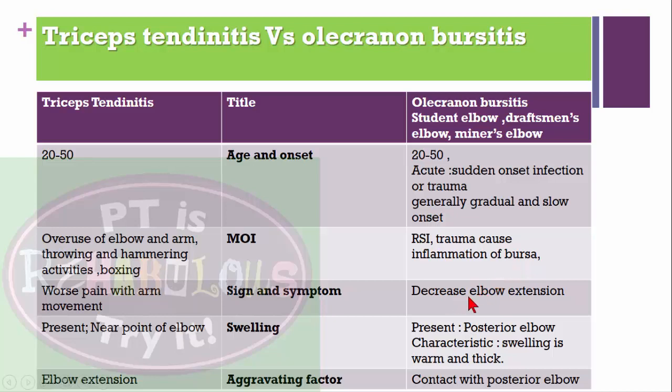Signs and symptoms: decreased elbow extension, because the bursa is located posteriorly, so elbow extension is limited due to bursitis. Swelling is present in the posterior elbow aspect. Characteristic of the swelling is warm and thick. Contact with the posterior elbow, like if we are students, we study with the elbow resting on the table, that causes pain on the posterior side of the elbow.